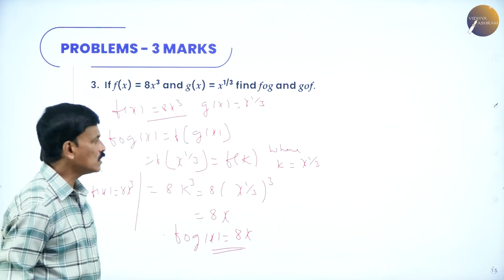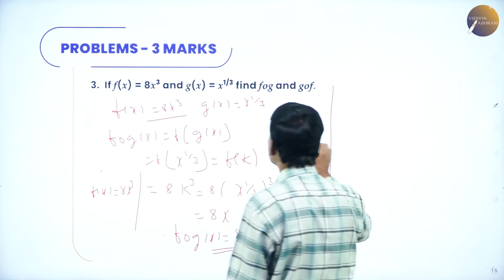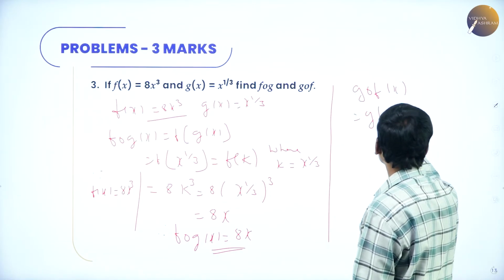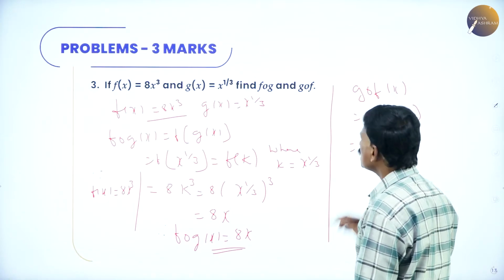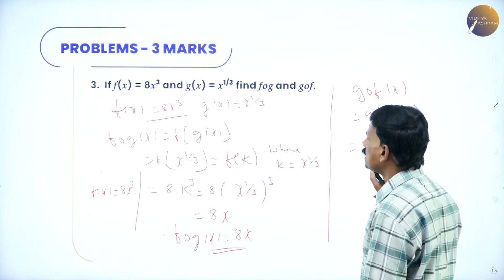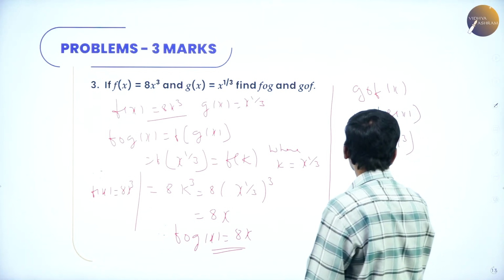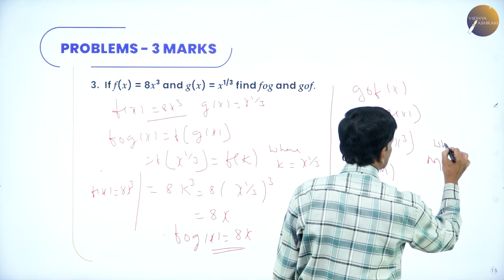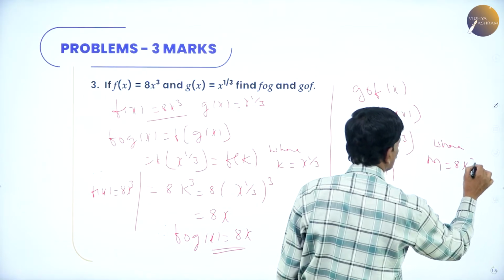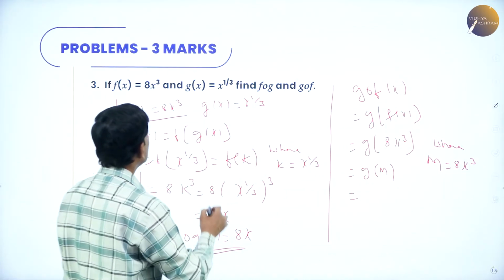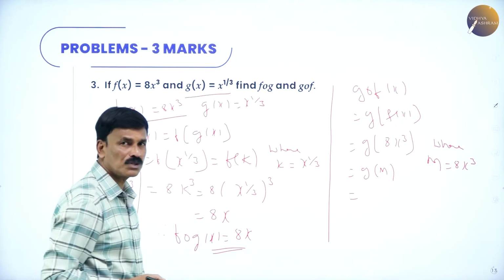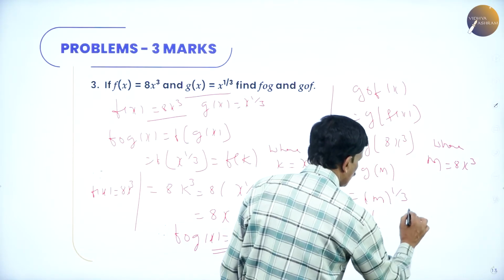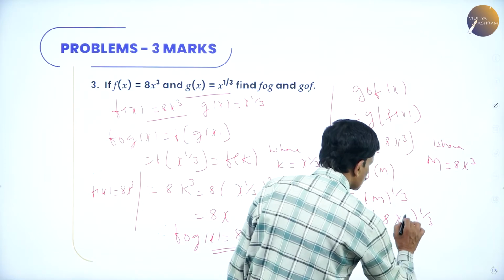This is 8x. Now let us come to the second part. What is the second part? G naught f of x. G naught f of x is equal to g of f of x. G of, what is f of x? F of x is 8x cube. Let us represent this as again m, where m is equal to 8x cube. Now since this is of the form g of x, what is g of x? G of x is equal to x to the power of 1 by 3. This can be written as m to the power of 1 by 3. Now substitute the value of m. What is m? 8x cube to the power of 1 by 3.